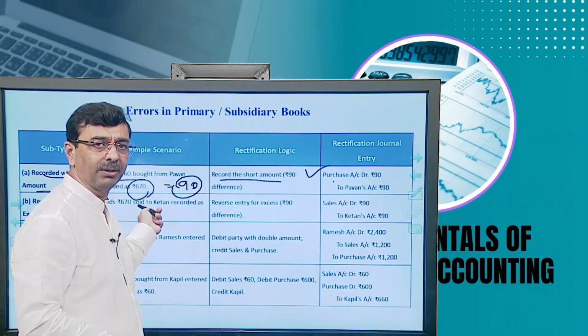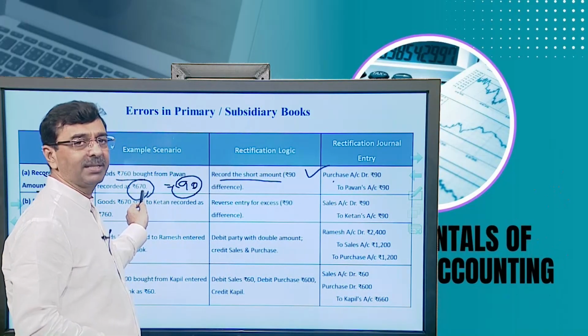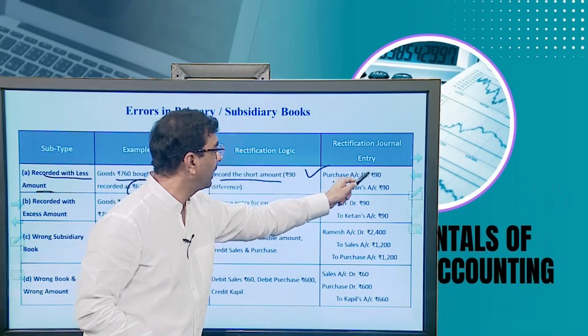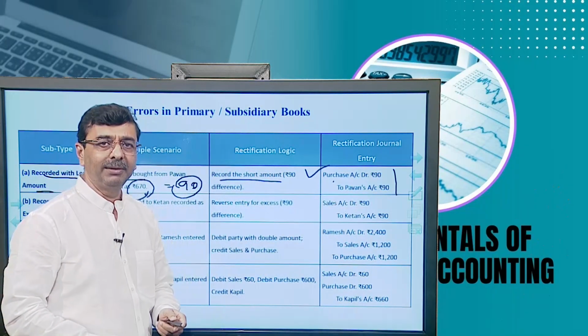This is a credit transaction, correct? But it was recorded as 670, not 760. So 90 rupees is recorded less. That's why we write an entry that purchases to Pawan 90 rupees.